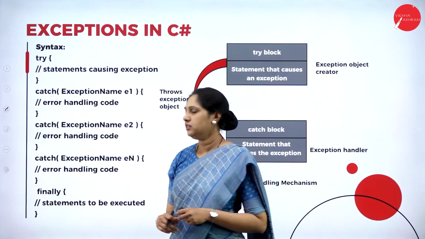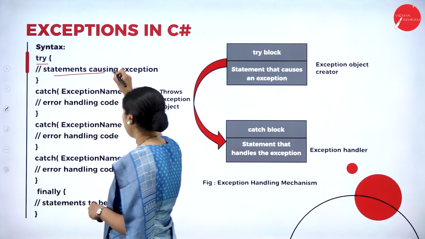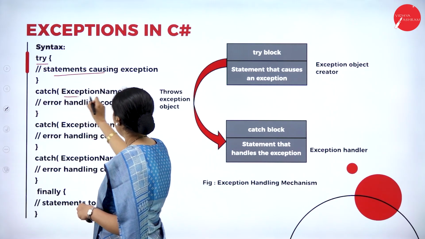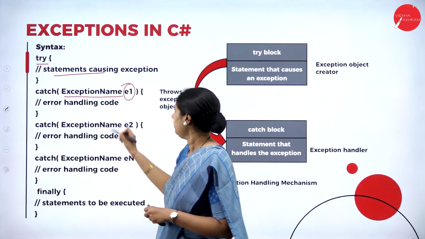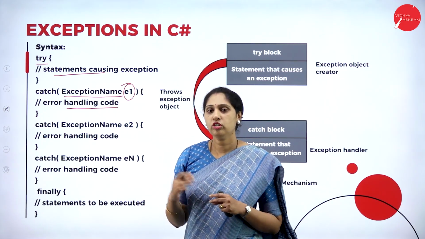So how to write the syntax? We'll write the try keyword and the statement causing the exception. Then with a catch, here is the exception name and a variable. Here we'll write the code for it. A try can have more than one catch block.